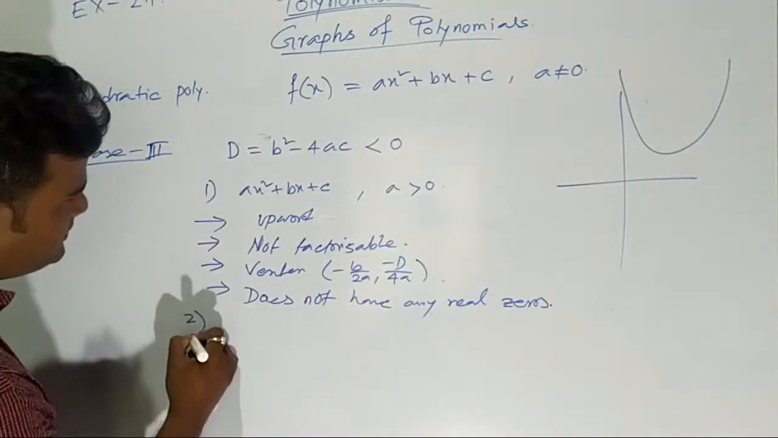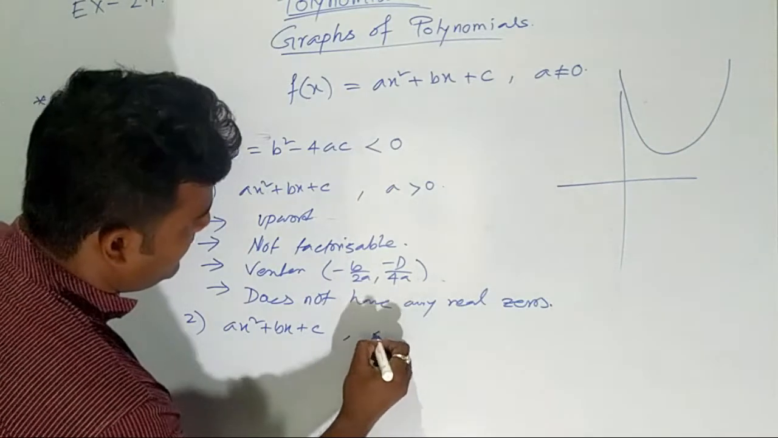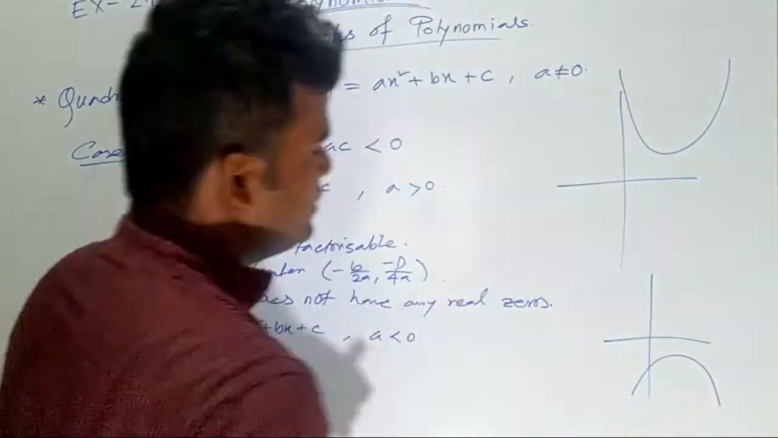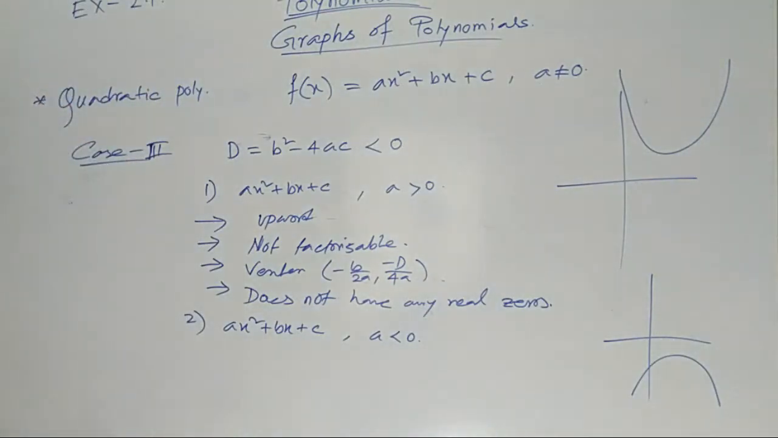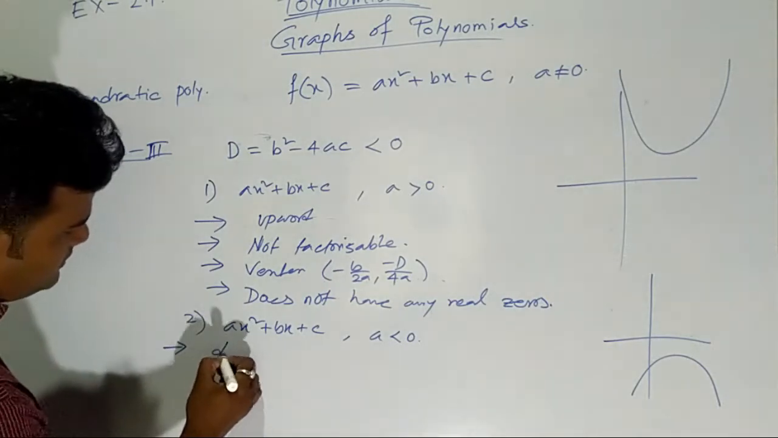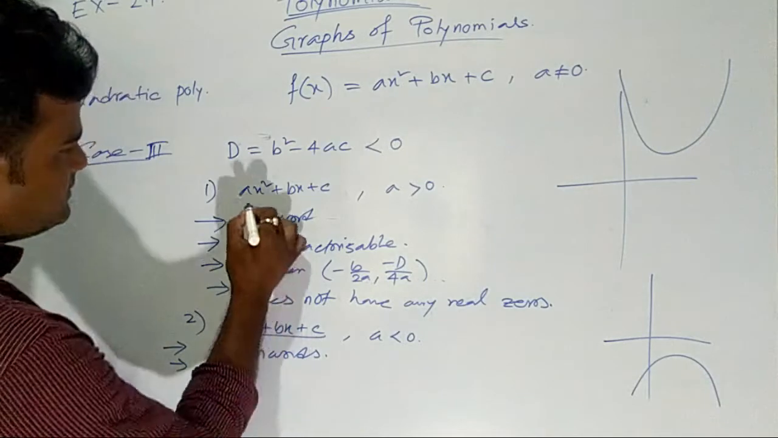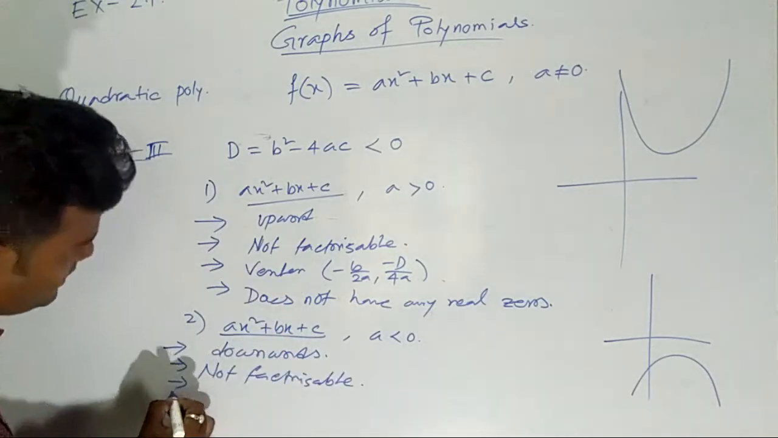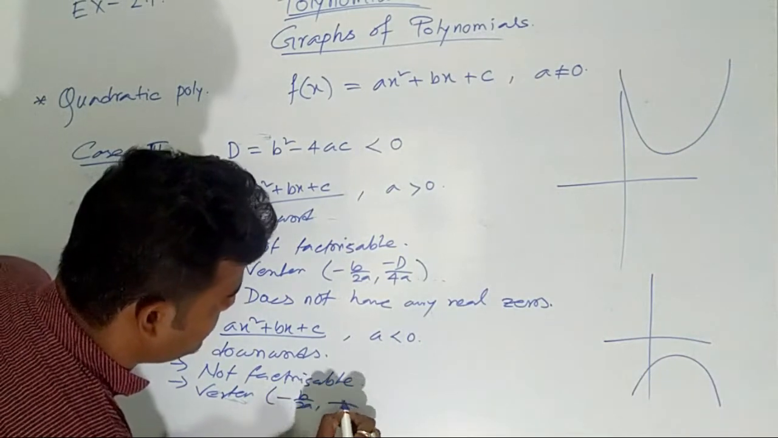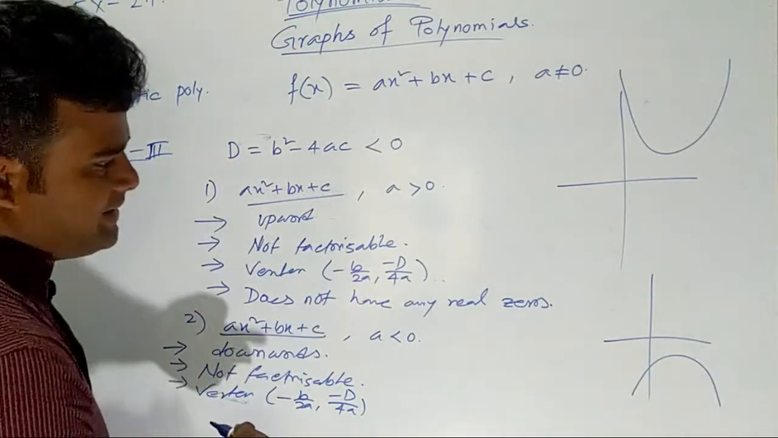And the second type, ax square plus bx plus c, when a is less than 0, the graph will be downward like this, and does not touch or cut the x-axis. That means similarly it is downward and not factorizable. This polynomial also is not factorizable. And the third condition, the vertex is minus b by 2a comma minus D by 4a, and it does not have any real zeros.